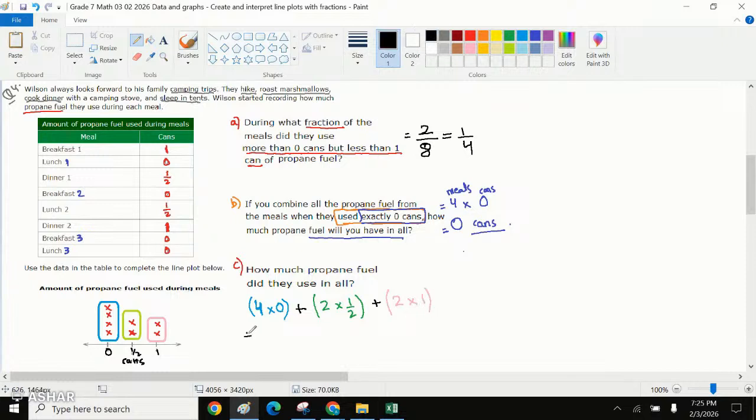That means 4 into 0 is 0. 2 into half is 1. We can cancel out the 2's. We are left with 1 can, 1 complete can, plus 2 multiplied 1 would be 2. Agreed? So the total number of cans used would be 3 cans of fuel. Agreed? Because for all these meals, for these 8 meals, there were 2 meals that used half a can. There were 2 meals which used a complete can of fuel, right? But there were 4 meals also. Yes, thank you so much, Ethan. That's perfectly correct. 3 cans was the total usage of fuel.